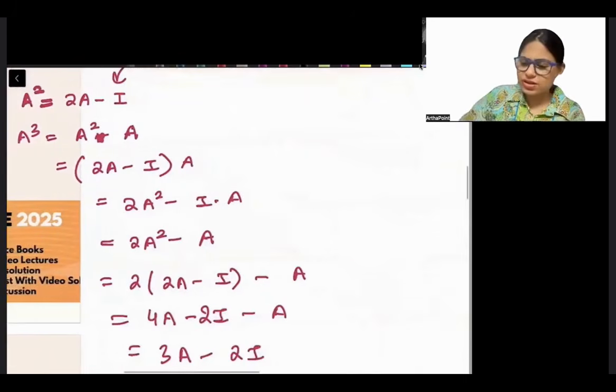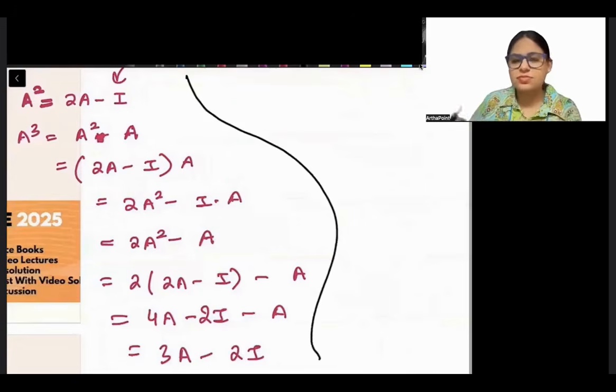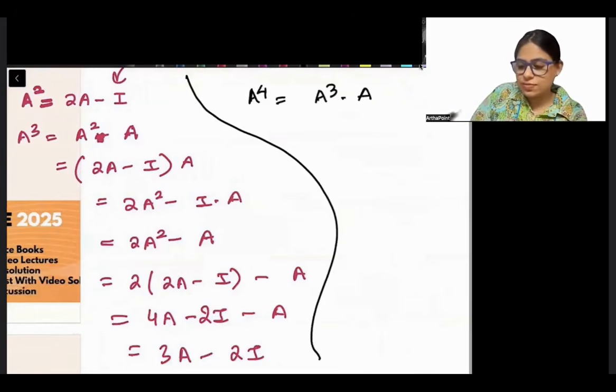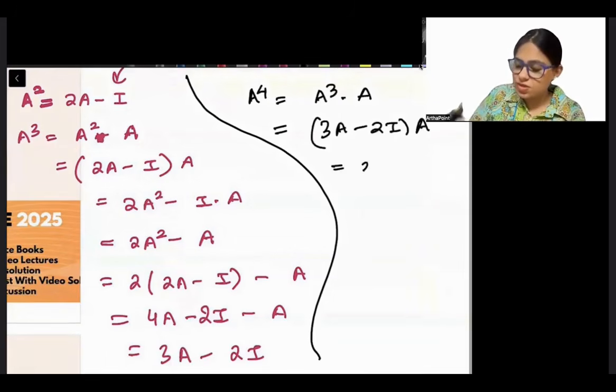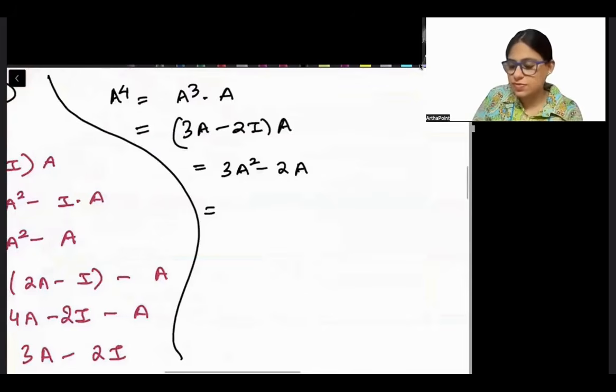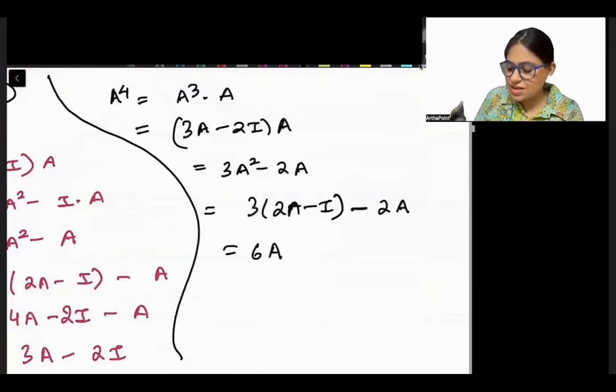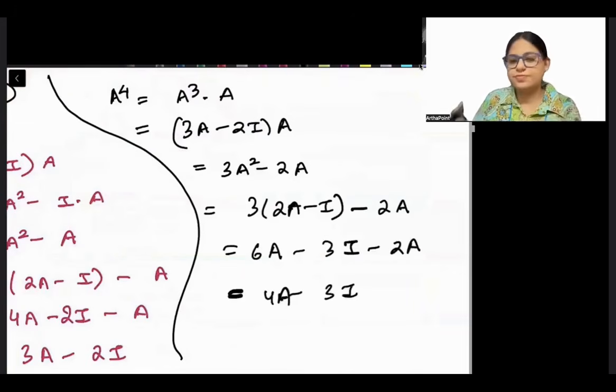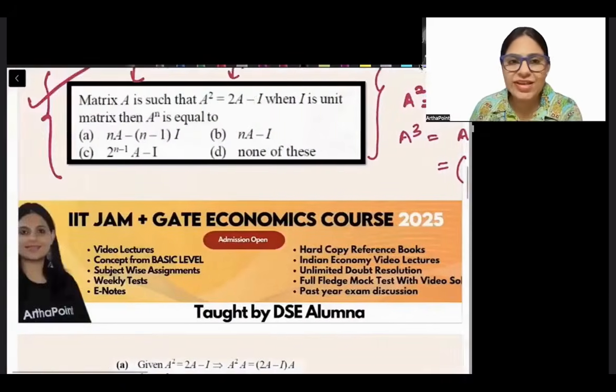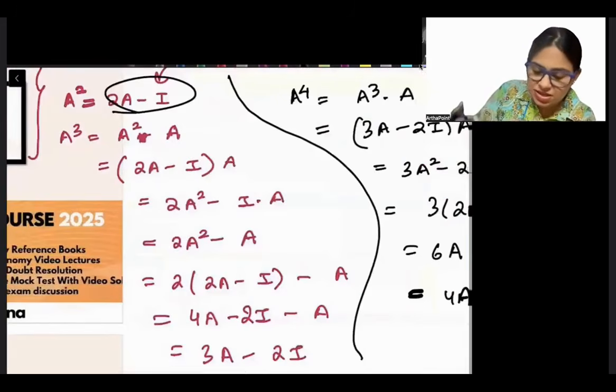Let's find out one more, then it will be easy. I'll find out A to the power 4. A cube into A. A cube is 3A minus 2I into A. 3A square minus 2A. A square is 2A minus I. 3 into 2A minus I minus 2A. 6A minus 3I minus 2A. 4A minus 3I. Now, if this is 2, here you see 2 and here you see 1.